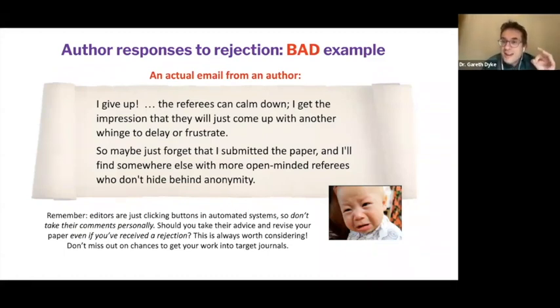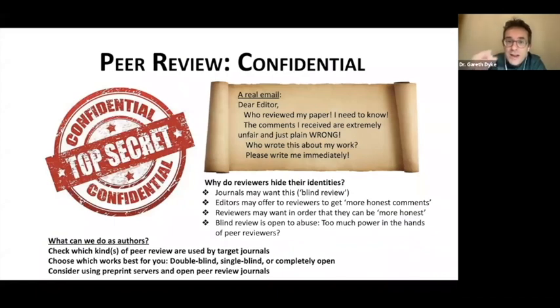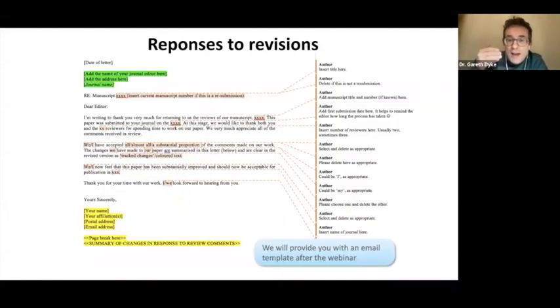Remember, your editor is handling lots of papers. They're clicking buttons in an online system. Don't take their comments personally, but you can always ask them if you can make a resubmission. Very important. As authors, check which kinds of peer review your journal is using. Choose a kind of peer review that works best for you, and consider open peer review potentially as a fair kind of peer review process.